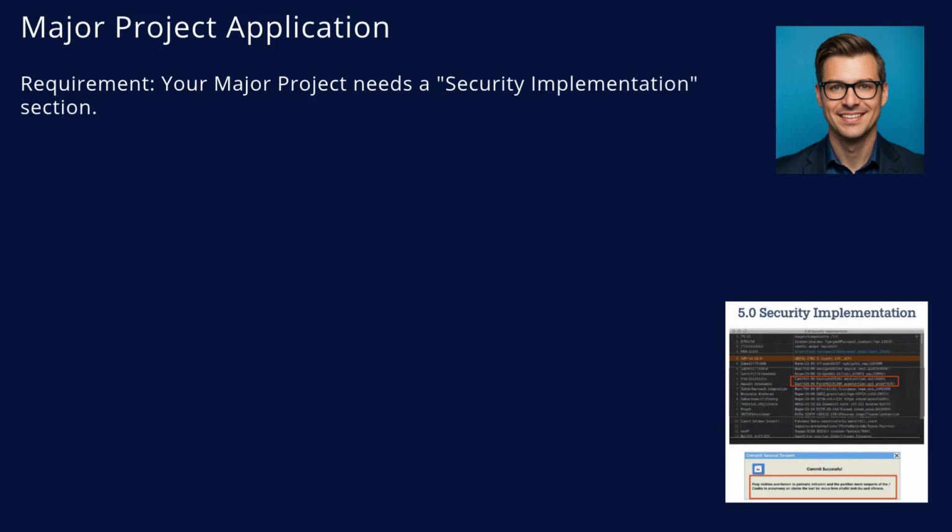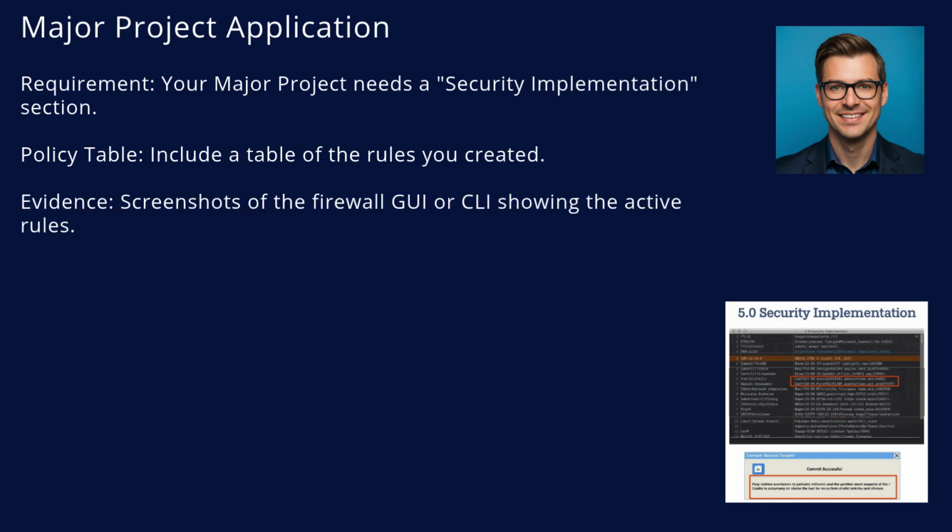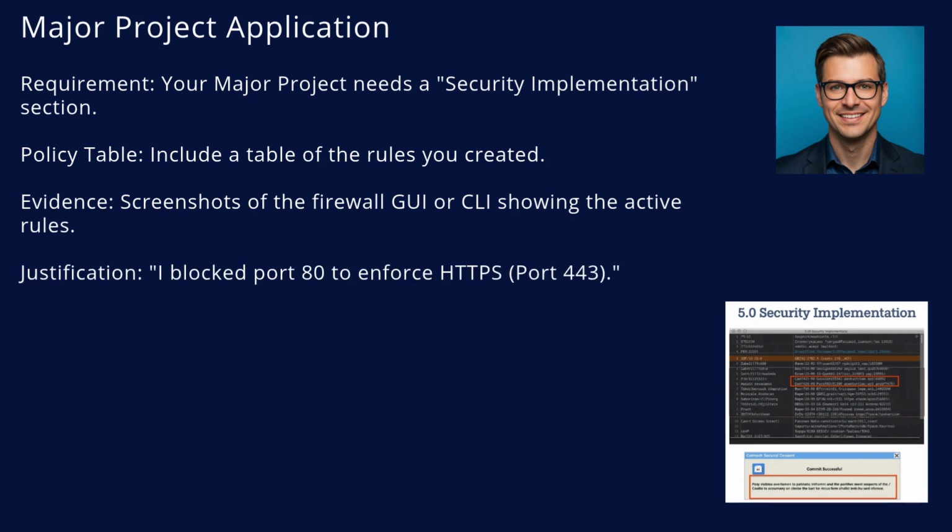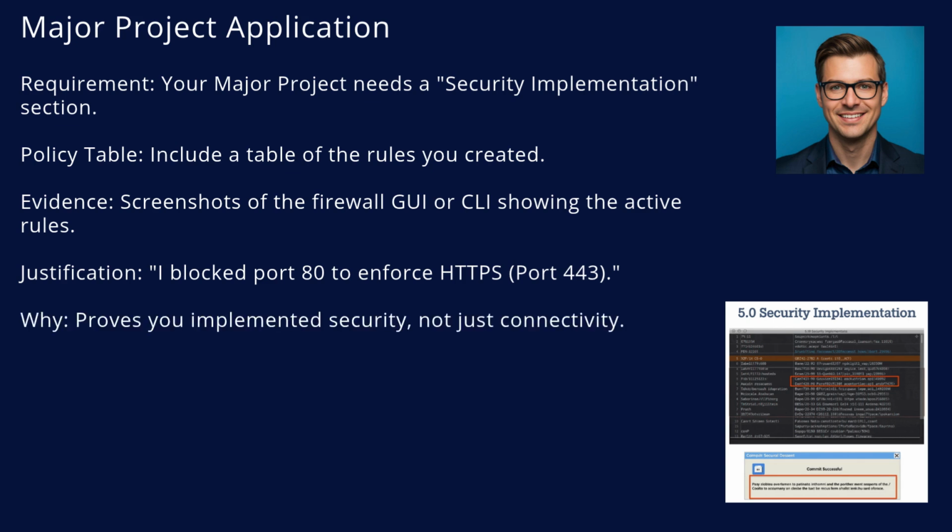If you are doing your major project, S61 is where you prove your solution is safe. Include a policy table in your report. List the source, destination, port, and action for every rule you created. Include screenshots of the firewall configuration. Crucially, justify your rules. For example, I explicitly block port 80 to force all web traffic to use port 443, HTTPS, ensuring encryption. This proves you didn't just build connectivity, you built security.